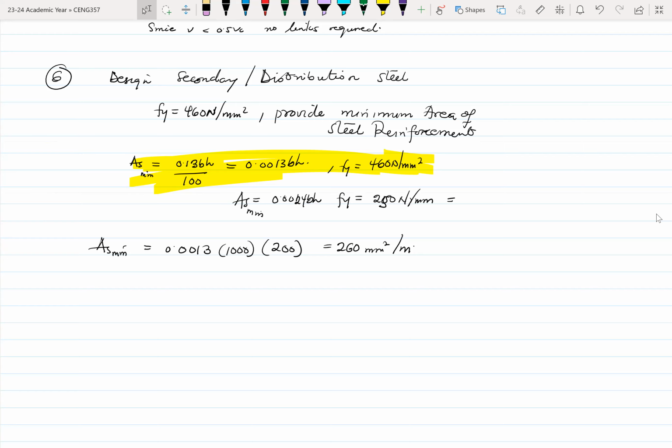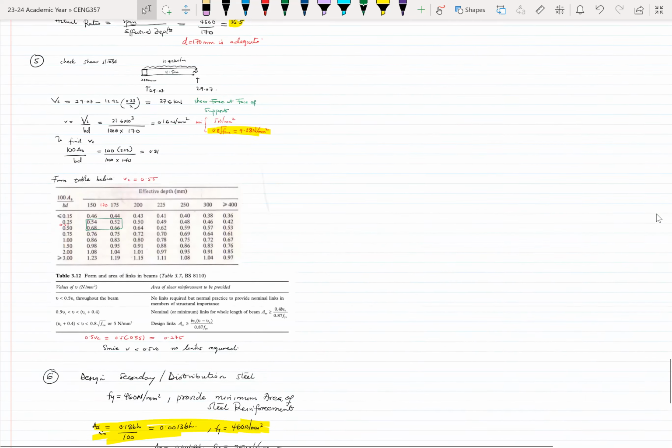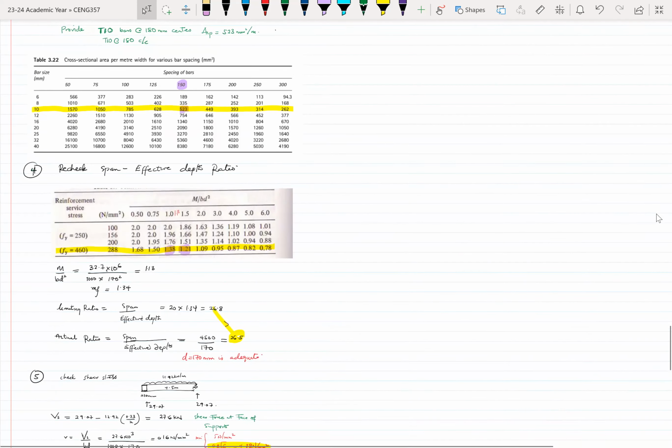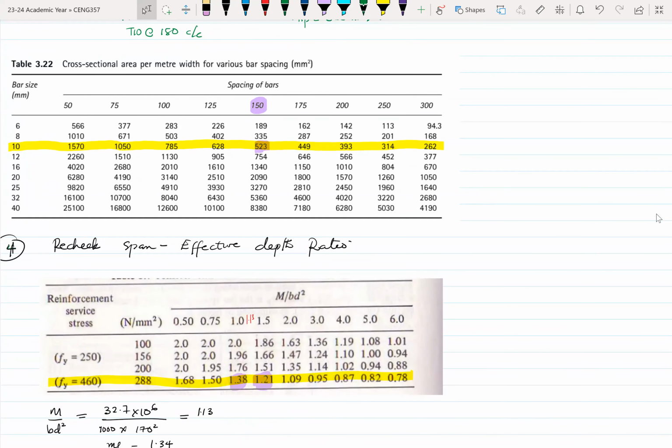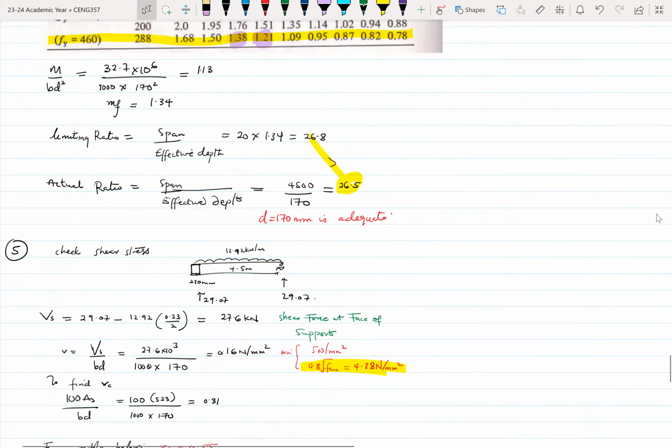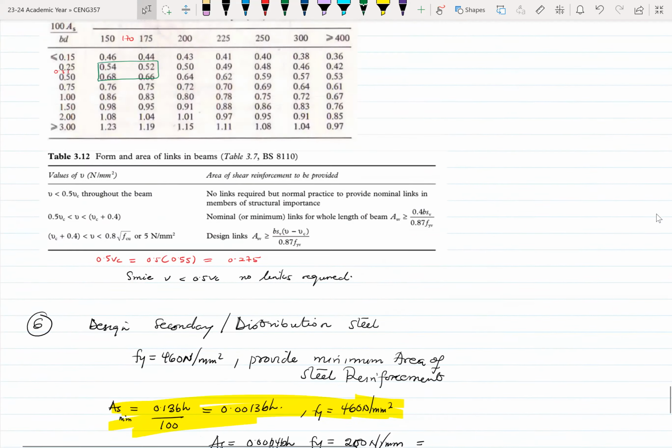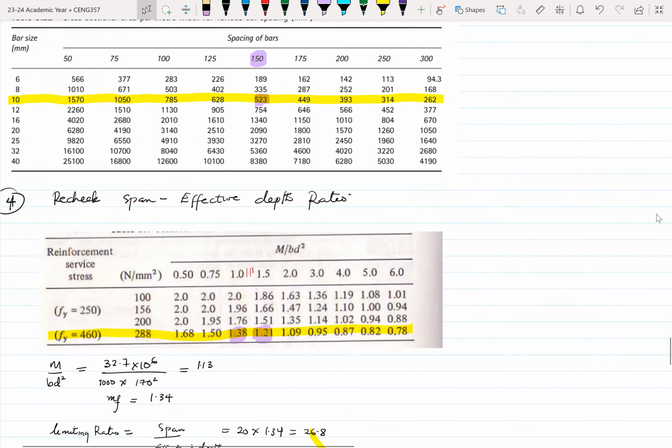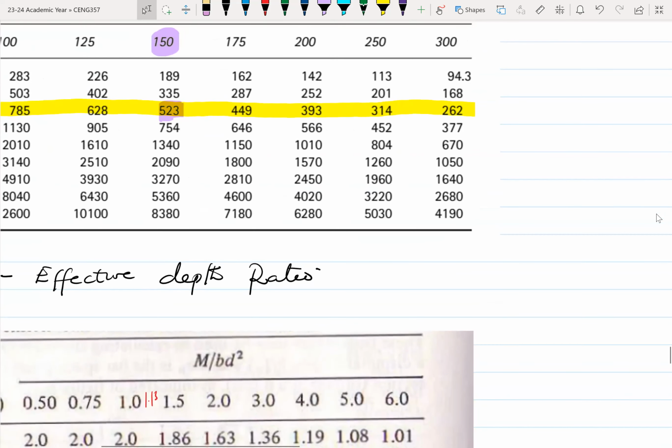So you can go to the bar table, and since we are still using 10 bars, and we got an area of 260, we come back here and choose the one that is most adequate to us. So I'll go with 250 and 314, because the 262 is too close to the 260. That's the only reason. There's nothing more to it.